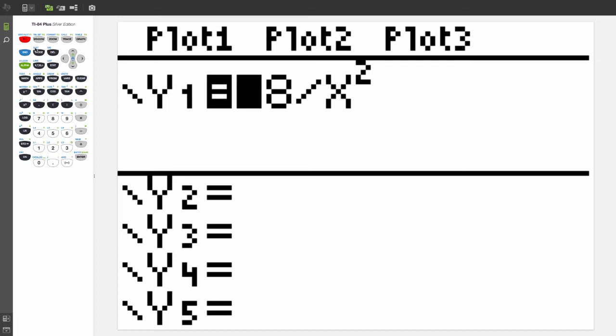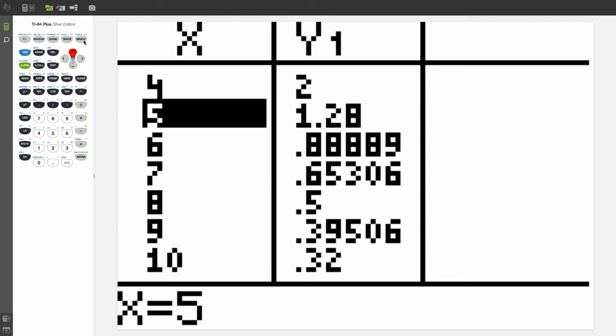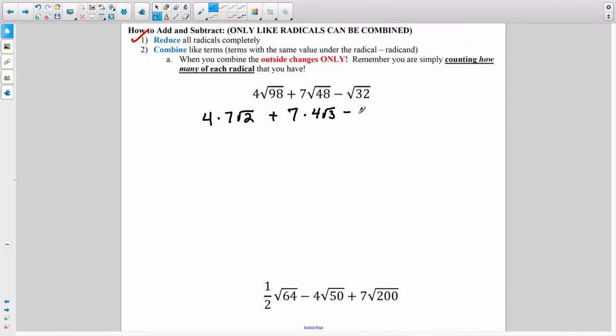Y equals 32 divided by x squared. Second graph. Smallest number we have, oh, it's right there, 4, 2. So that means 4 radical 2. Wasn't that awesome? The calculator that you're using in this class is fantastic. So let's take care of this.